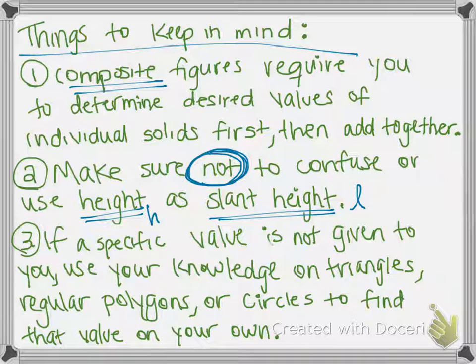And the third note I want you to keep in mind, if a specific value is not given to you, use your knowledge on triangles, regular polygons, or circles to find that value on your own. So it's not that you can't do the problem. Every problem will give you enough information to work it out. So if the value is not given to you, you can probably figure it out by using things you know from the past.